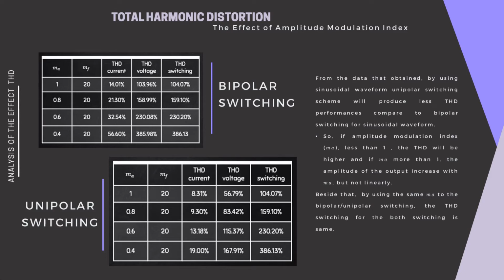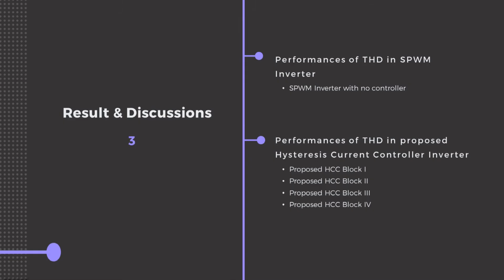So, if MA is less than 1, the THD will be higher, and if MA is more than 1, the amplitude of the output increases with MA but not linearly. Besides that, by using the same MA for the bipolar and unipolar switching, the THD switching for both switching is the same.